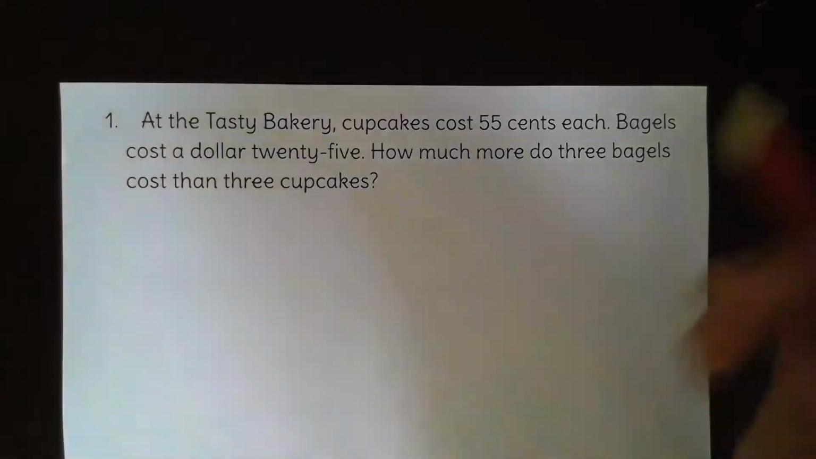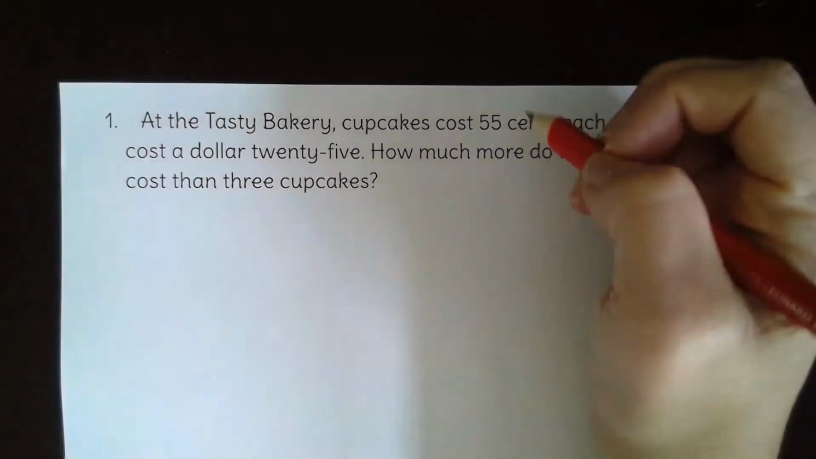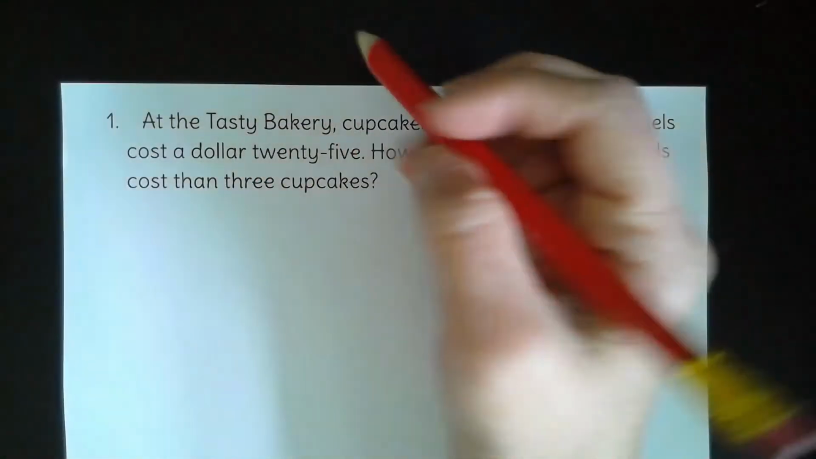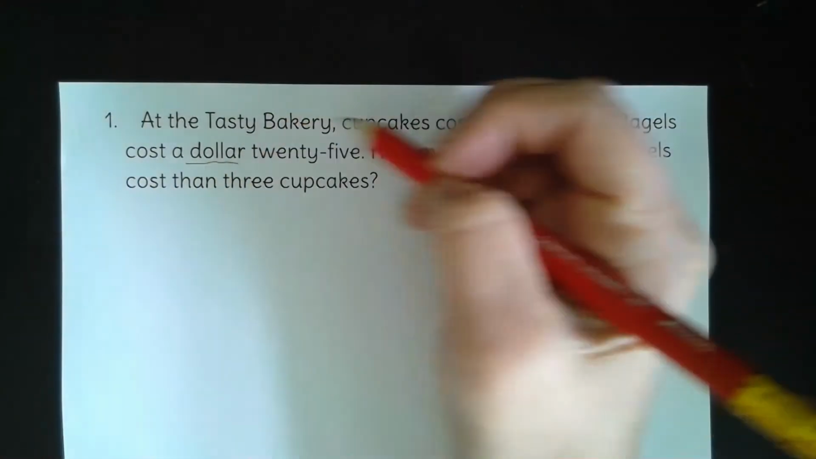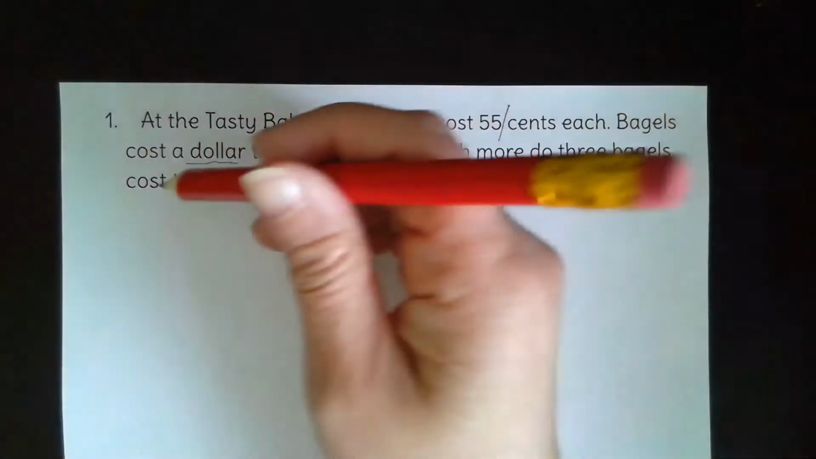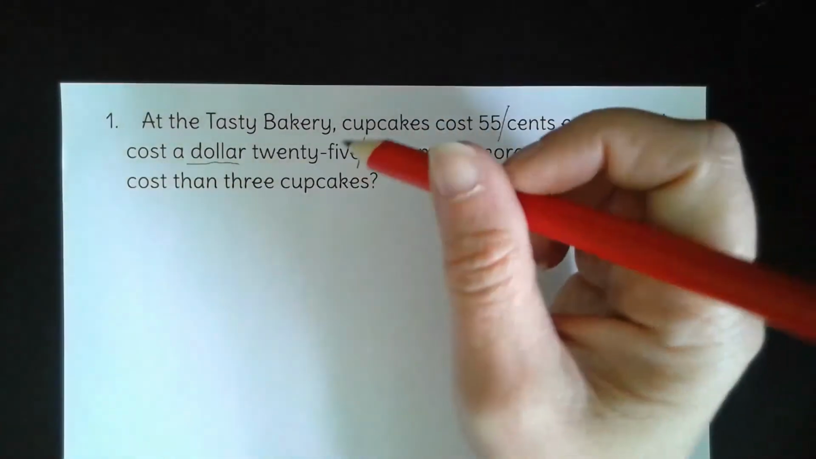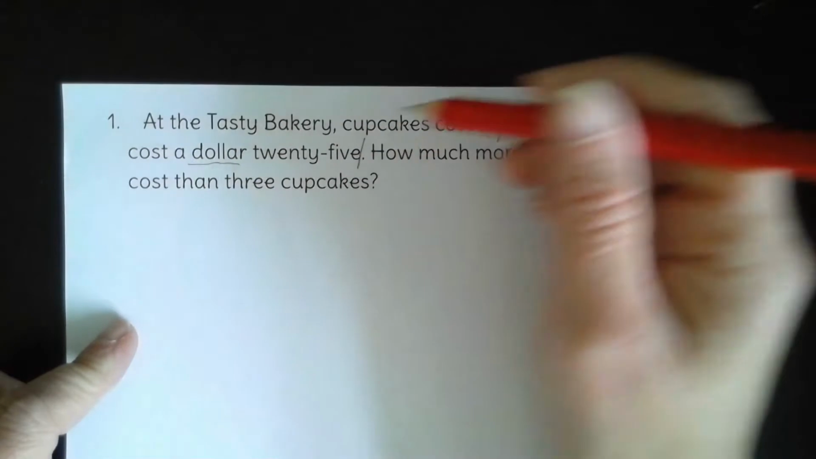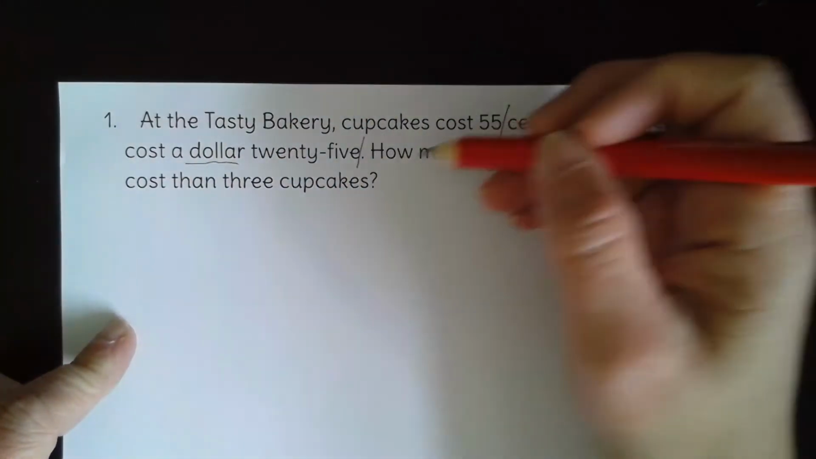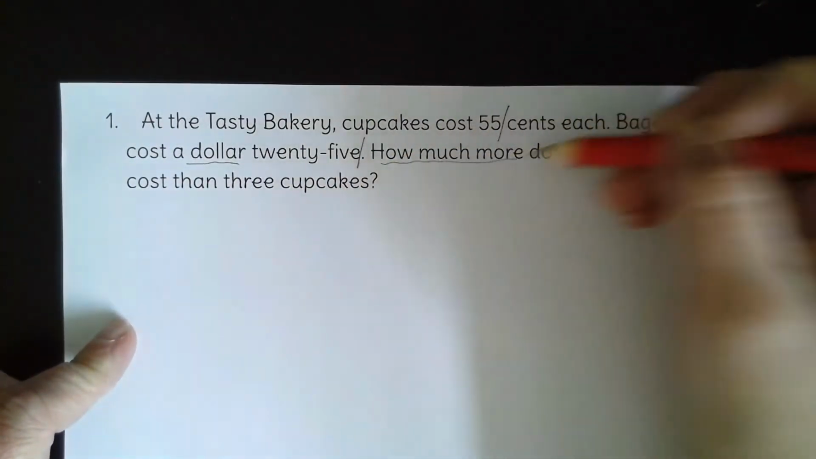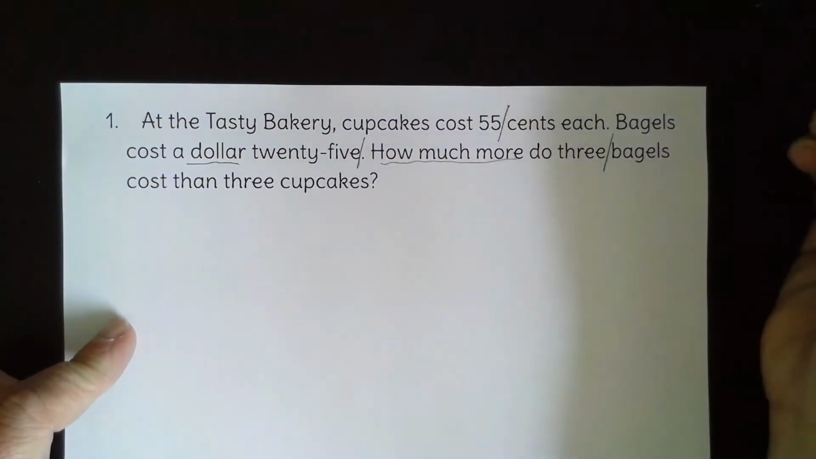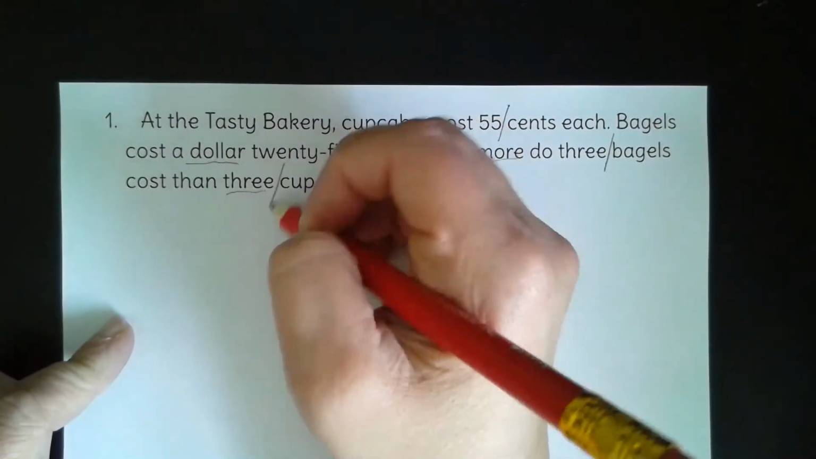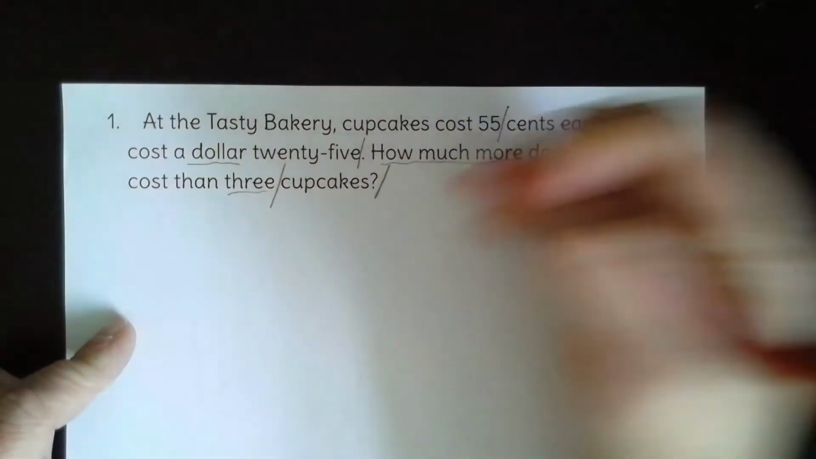So at the Tasty Bakery, cupcakes cost 55 cents each. Bagels cost $1.25. This is numbers written as a word, so I want to make sure I chunk it. How much more do 3, chunk again, bagels cost than 3, number word again, chunk, cupcakes?